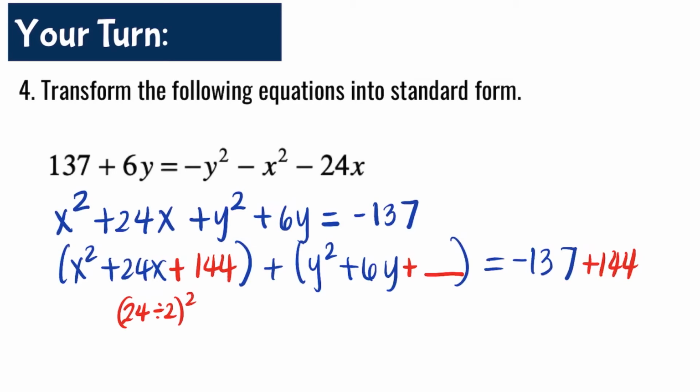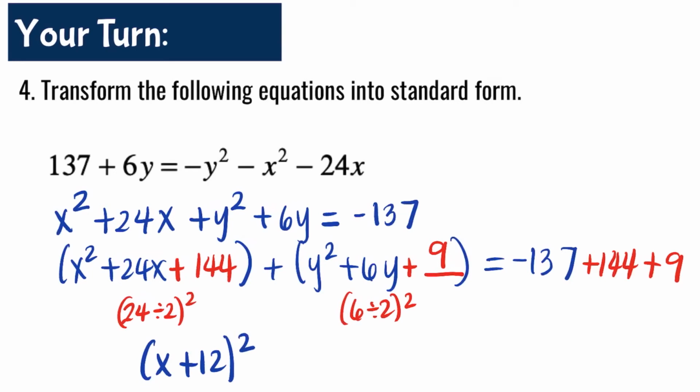The second group, we need to divide 6 by 2 and then square. 6 divided by 2 is 3, square 3, that's 9. So we have plus 9. Now let's factor each perfect square trinomial. The first group, square root of 144 is 12, so we can factor it out as x plus 12 to the second power. 12 squared is 144, 12 times 2 is 24.